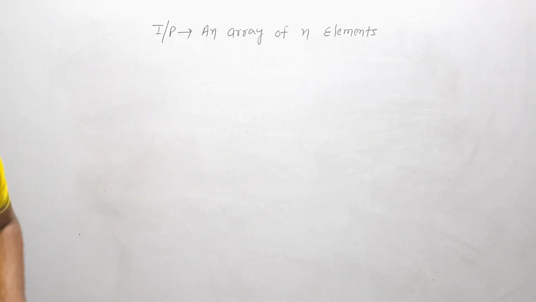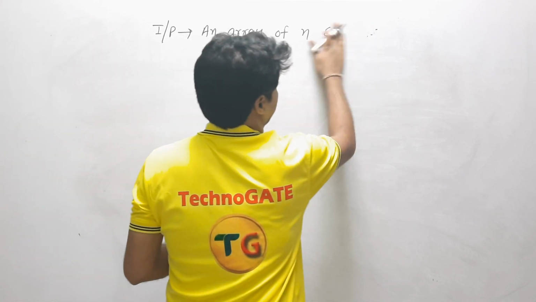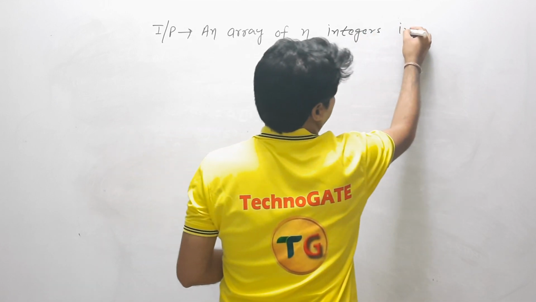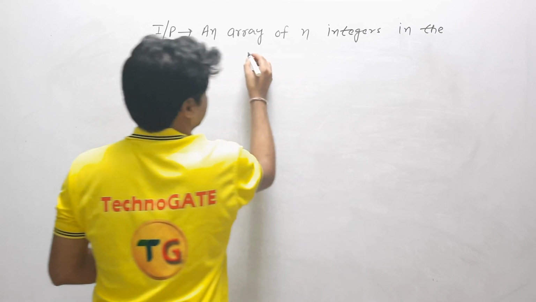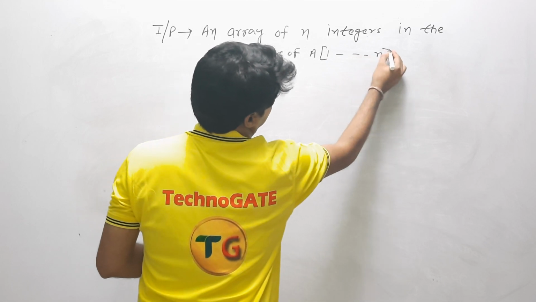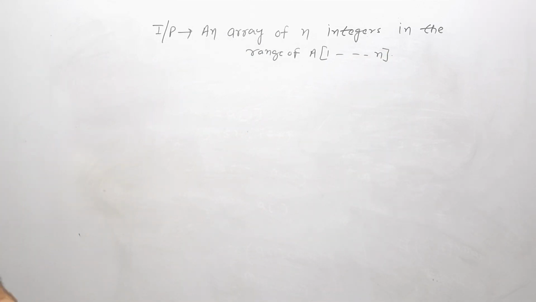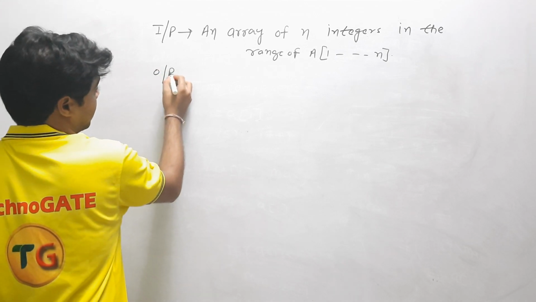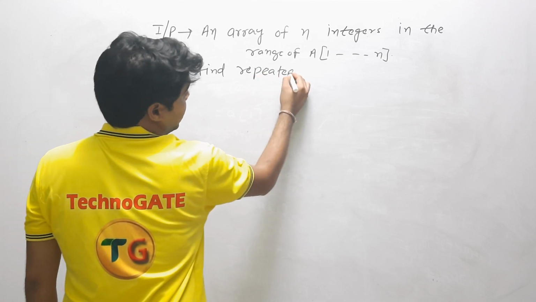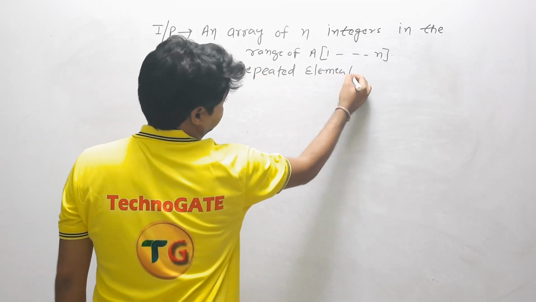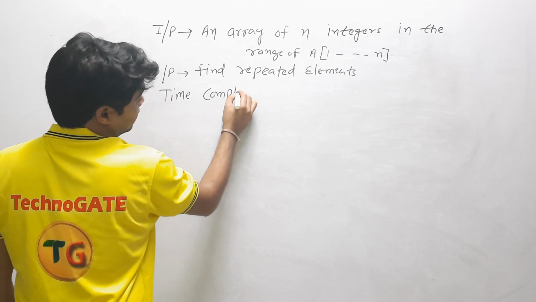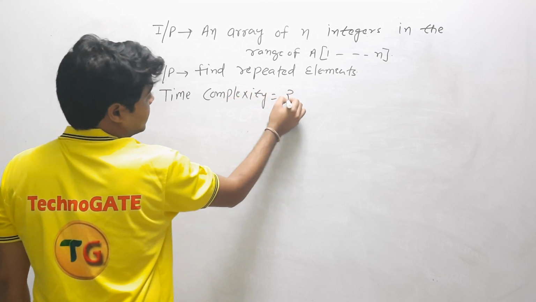So here, an array of n integers in the range of 1 to n. Okay, these are the n integers, like 1, 2, 3, up to n. And what is the output? Find the repeated elements. What is the time complexity here?